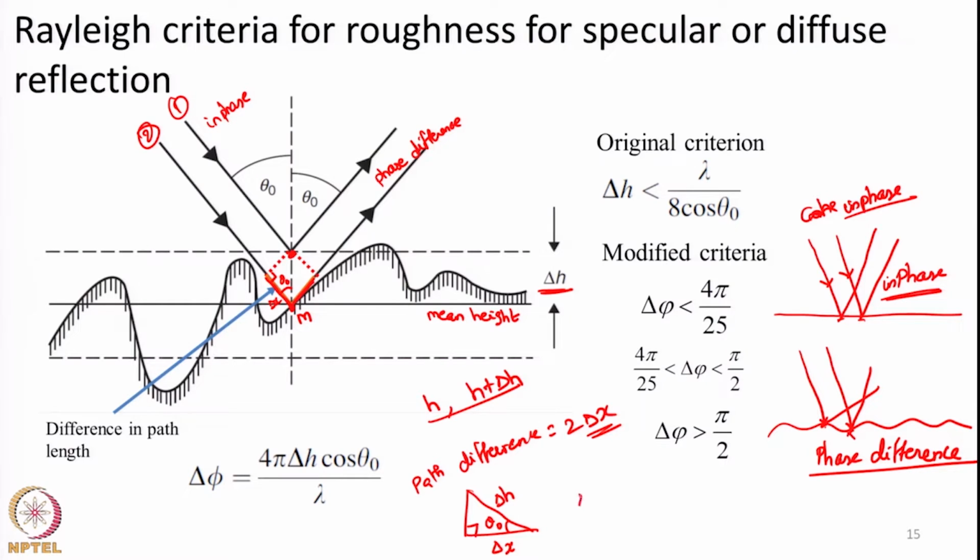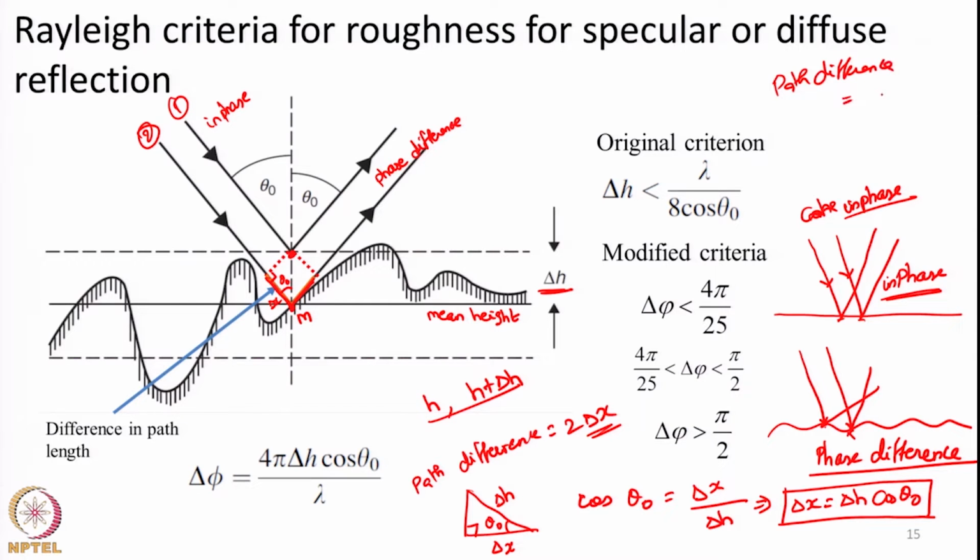So, cos theta naught is equal to delta x by delta h, that implies delta x is equal to delta h cos theta naught. This is half of the path difference. We need 2 delta x because this is delta x and this is delta x. So, multiply this by 2, and the total path difference is equal to 2 delta h cos theta naught.